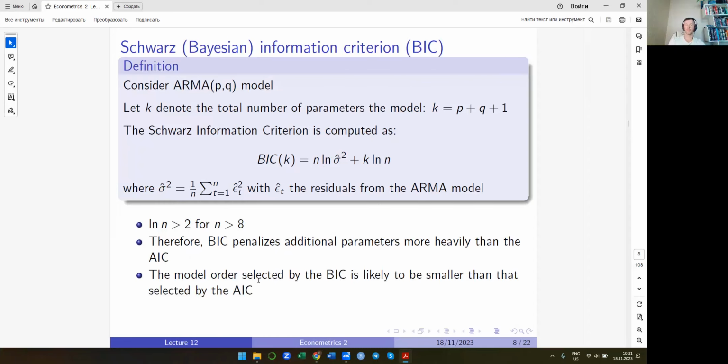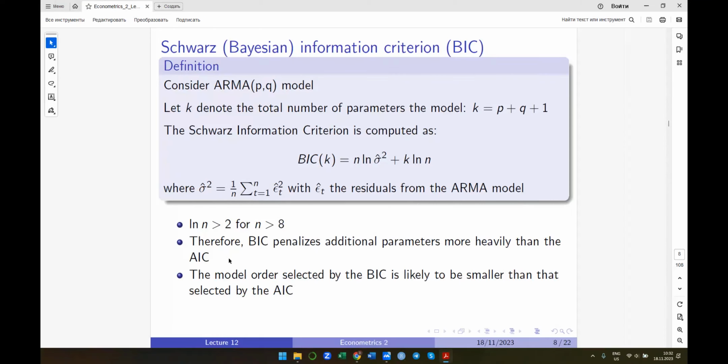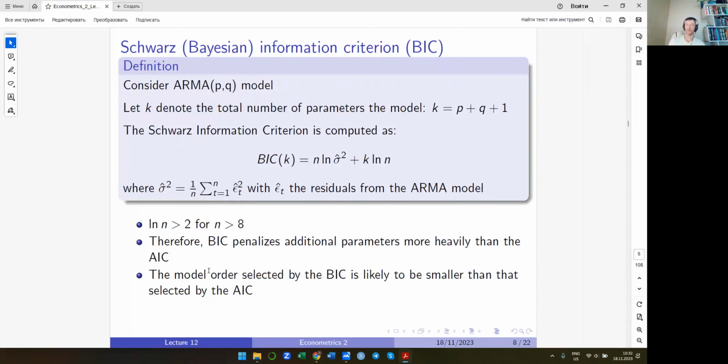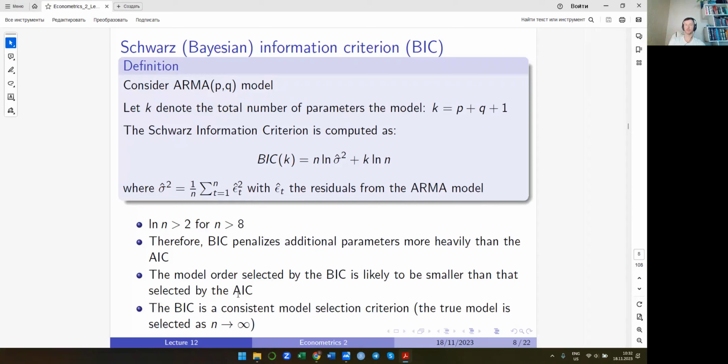And again, the model order is going to be selected where BIC is smaller. And usually, BIC proposes a smaller model than AIC. Smaller in terms of the number of parameters. Another reason why BIC is better than AIC is that it is a consistent selection criterion, so the true model is selected when n goes to infinity.